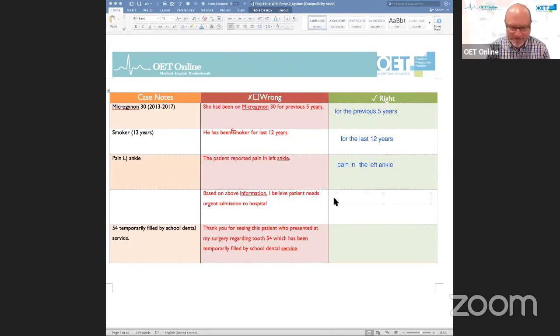"Based on above information." Based on what, everyone? It says "above information". So that means we've mentioned it before, don't we? If we're saying "based on above", something's above, then it's been mentioned before. So we definitely need to say "based on the above information." Now we've got a tricky one.